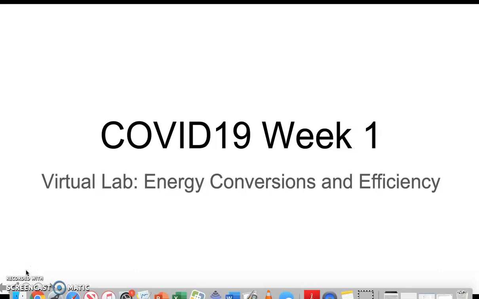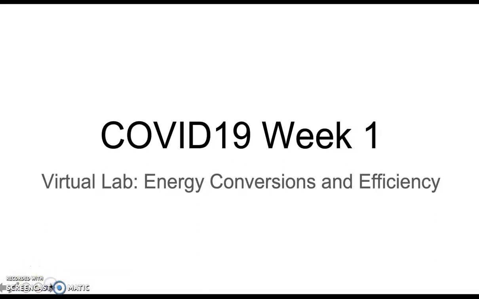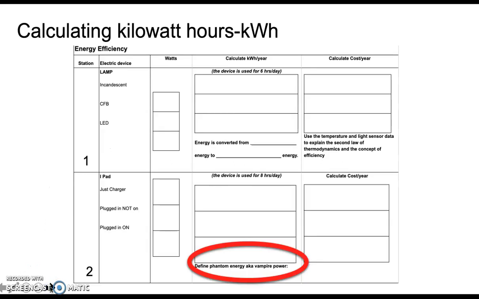So the first thing we want to look at is station number 1, in which you're going to learn how to calculate kilowatt hours. You're not going to be doing station number 2. Notice that the only thing I'd like you to do for station number 2 is answer that question about vampire power, often called phantom power or phantom energy.